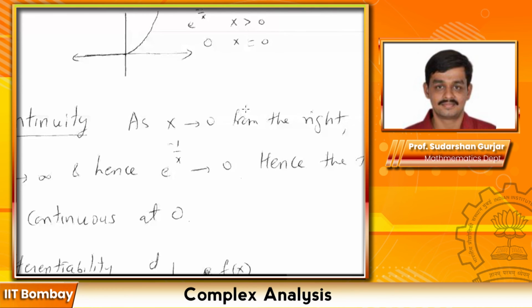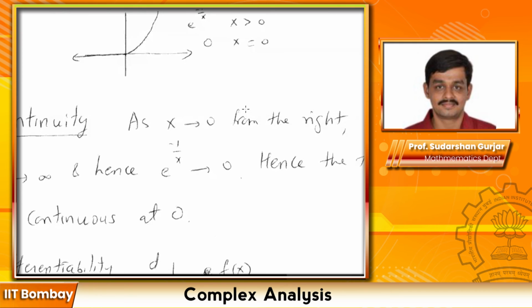So as x tends to 0 from the right, e raised to 1 by x tends to infinity, because as x tends to 0 from the right, 1 upon x tends to plus infinity, and then e raised to 1 by x will tend to infinity, and hence e raised to minus 1 by x will tend to 0.